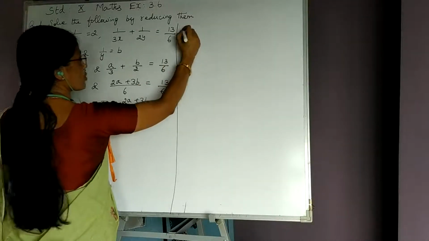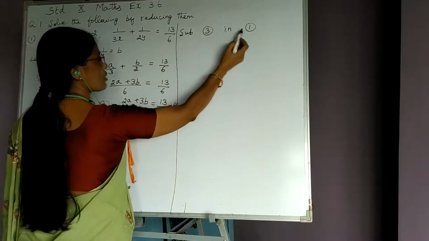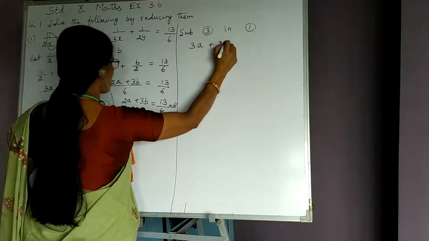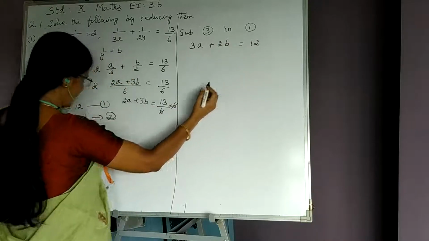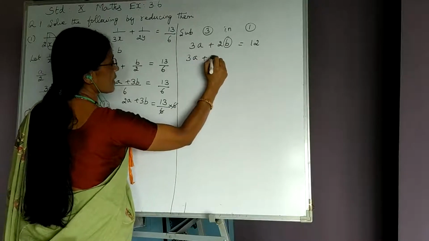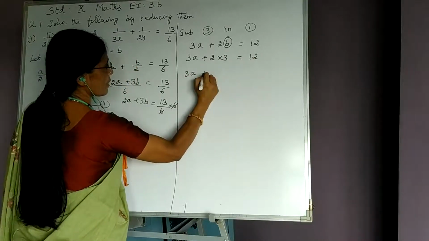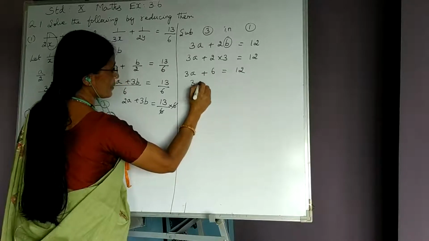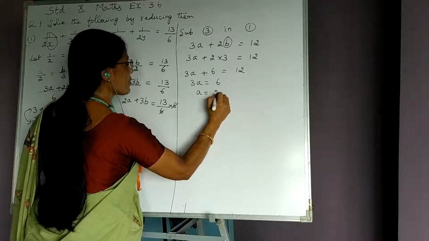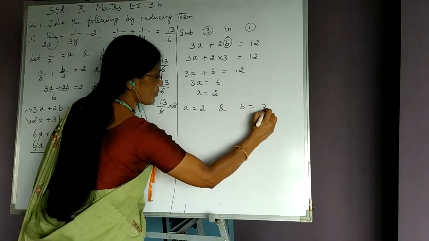So I am going to substitute this third result in the first equation. It can be substituted in the first or in the second. So here the first equation is 3a plus 2b is equal to 12. The value of b is 3. So here we are going to substitute 3. 3a plus 2 into 3 is equal to 12. 3a plus 6 is equal to 12. 3a equal to 6, 12 minus 6. a is equal to what? 6 upon 3, which is equal to 2. Therefore, we got a equal to 2 and b is equal to 3.